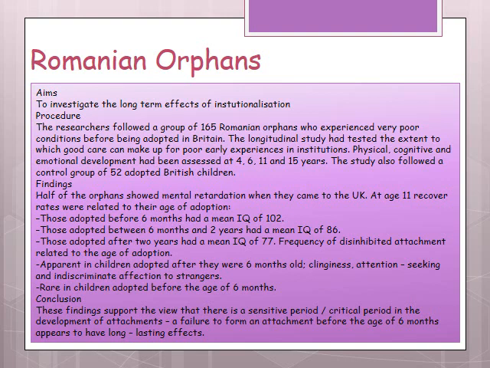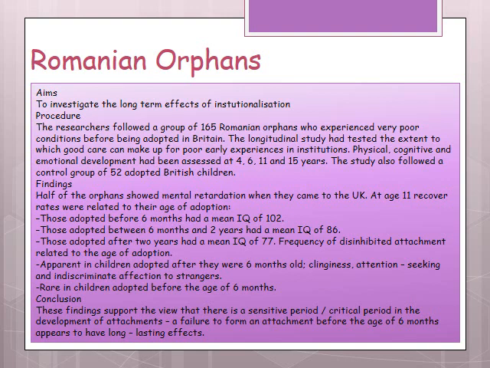However, by the age of 11, recovery rates were related to the age at which they were adopted. Those that were adopted before 6 months had a mean IQ of 102. Those adopted between 6 months and 2 years had a mean IQ of 86. Those that were adopted after the age of 2 had a mean IQ of 77. The frequency of disinhibited attachment also related to the age of adoption.